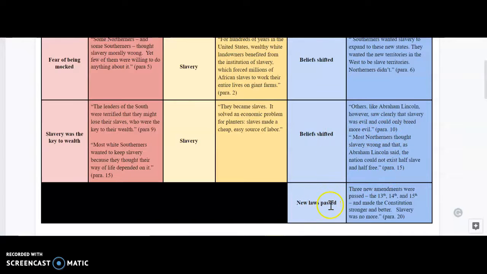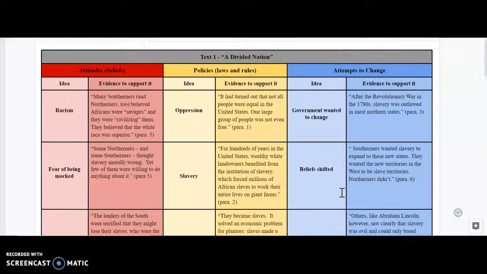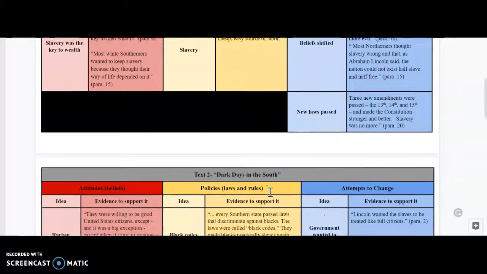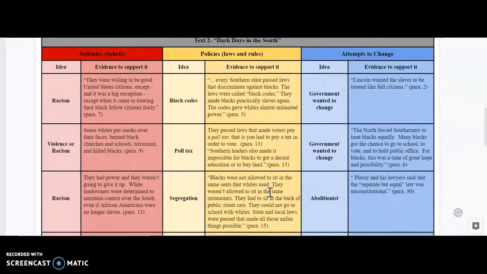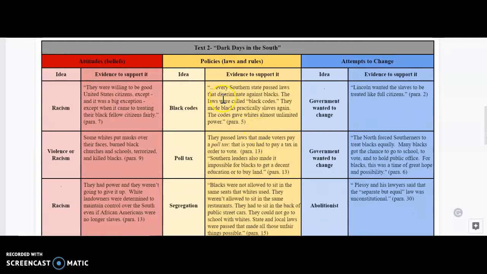We also saw evidence that new laws were being passed. That was another attempt to change that we saw, and we have evidence of that in paragraph 20. So that is a breakdown of things that we annotated and the evidence that we found in text 1. Now we're going to look at the chart for text 2. It has a very similar setup. Let's review the attitudes, policies, and attempts to change that we annotated in text 2, Dark Days in the South.